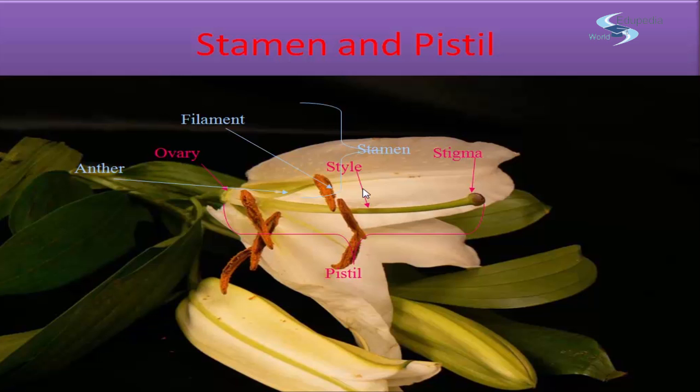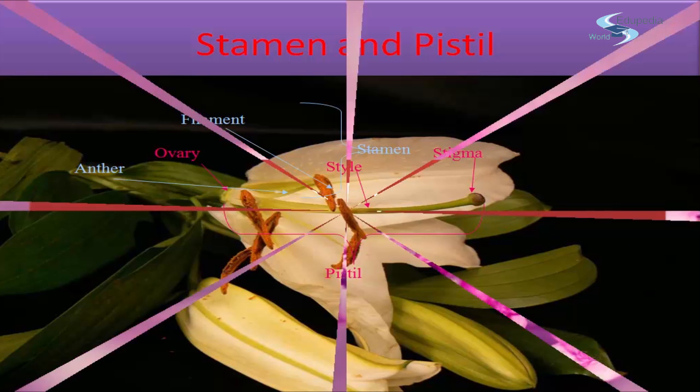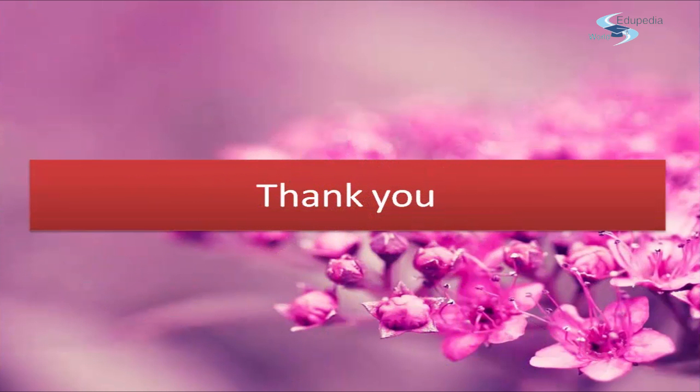So let's see stamen and pistil once again. This is your anther, this is your filament. This is your ovary, this is your style, this is the stigma. Hence they make the stamen and pistil. Hence it is your monoecious plant. So this was all about the parts of a flower.